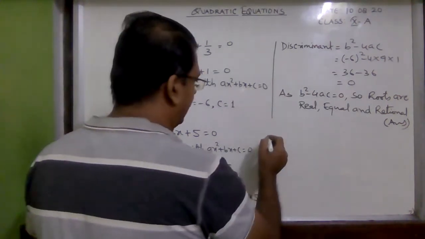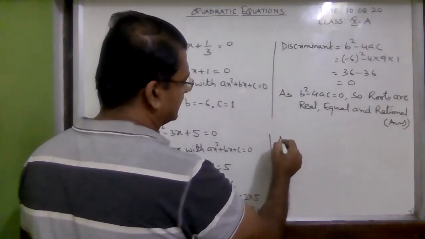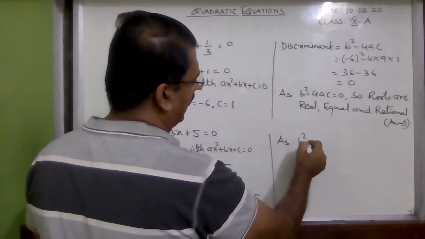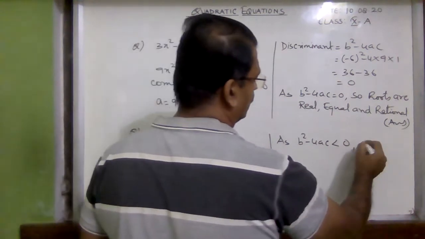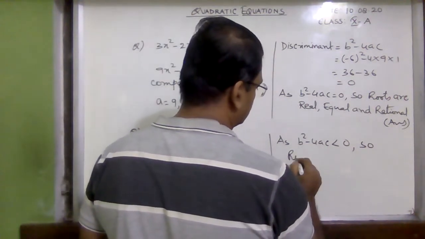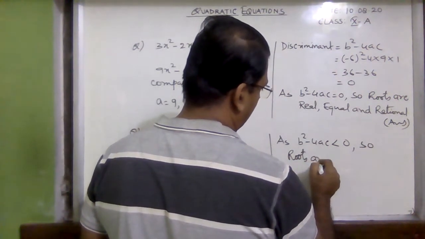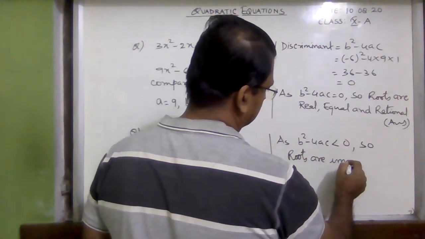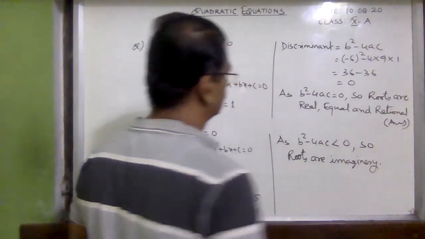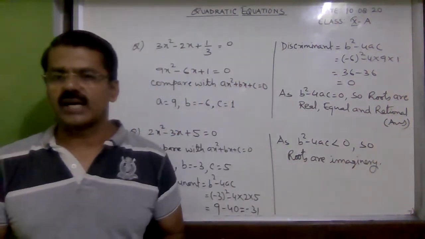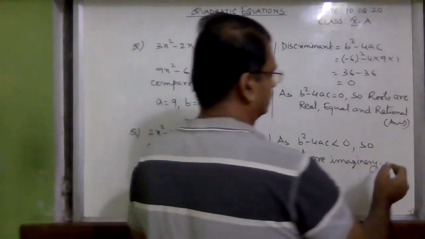So you simply write as b square minus 4ac is less than 0, so roots are imaginary. Okay, imaginary roots are there. That is your answer.